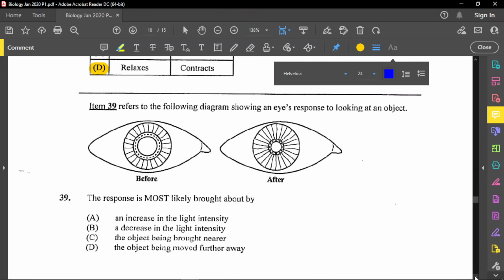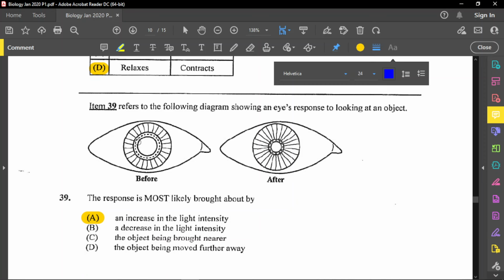All right. So 39 refers to the following diagram, showing an eye's response to looking at an object. Notice from the before to the after, the pupil actually constricts. In the first diagram, which is the before one, it was dilated. Now, this response is most likely brought about by what? An increase in light intensity. Yeah, that is definitely it. Because if you increase light, the pupil will get smaller or constrict to reduce the amount of light entering the eye. Too much light in the eye can also damage your cells in the eye, right?